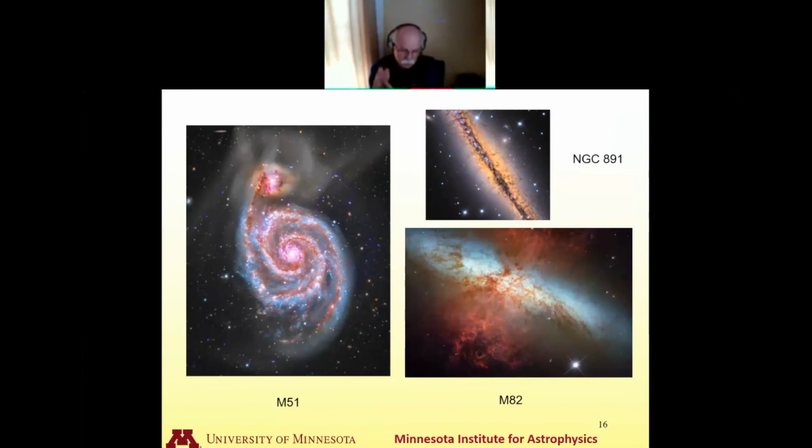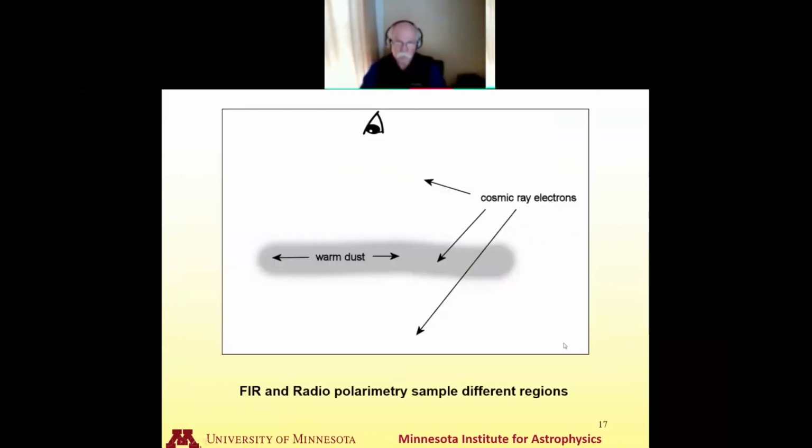Okay, so let's look for a moment here at some external galaxies. NGC 891, the classic edge-on spiral. M51, the classic face-on grand design spiral. And M82, the classic starburst galaxy, where you have a tremendous amount of star formation taking place, completely blowing out holes in the north and south poles of that galaxy.